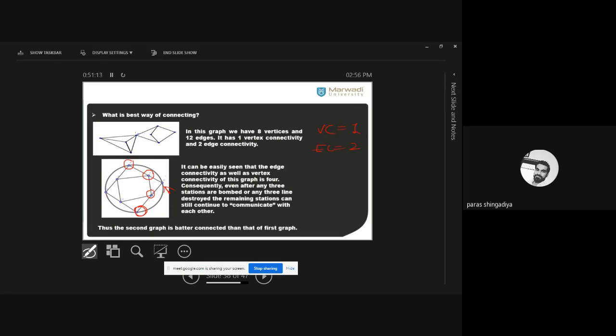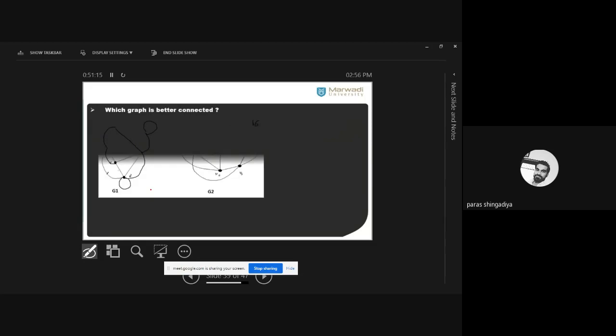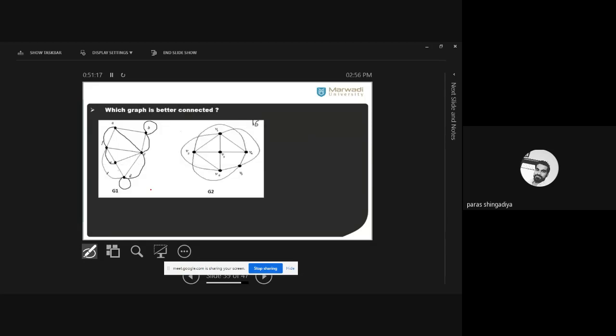And here is another example that also has a comparison of 2 graphs. Clear? Which include 6 vertices and 16 edges. Okay, how many vertices are there in both graphs? 6 vertices and 16 edges. Okay, those are the 2 networks we have.